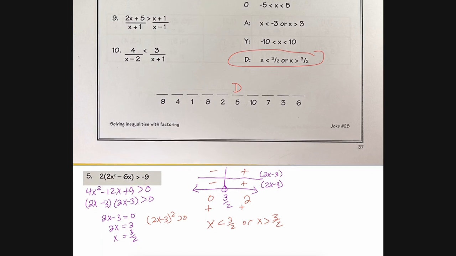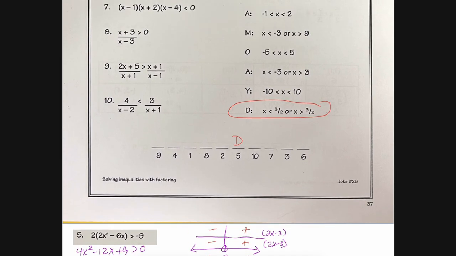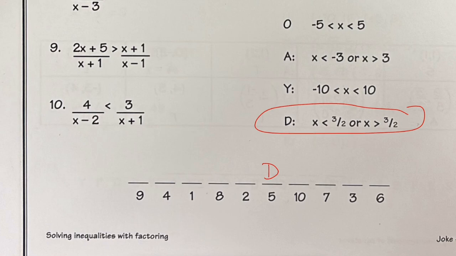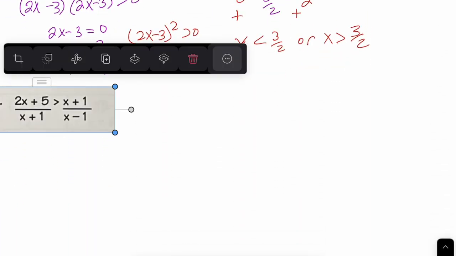Okay, so that's what you're doing for this worksheet. Now, I would like to do a fractional one because those can be very confusing. So I think 9 is probably the hardest of our fractional ones. So at this time, let's do problem number 9 together.